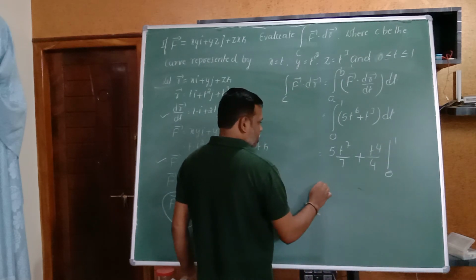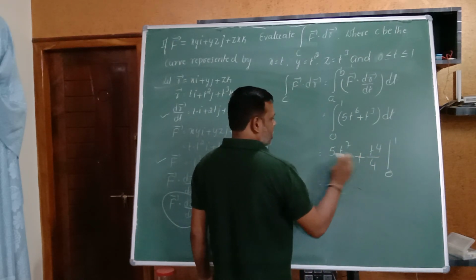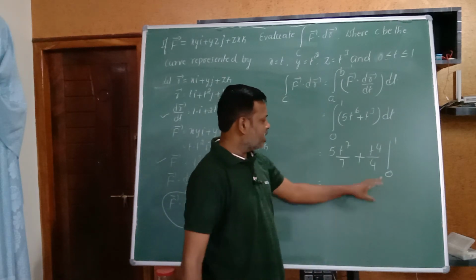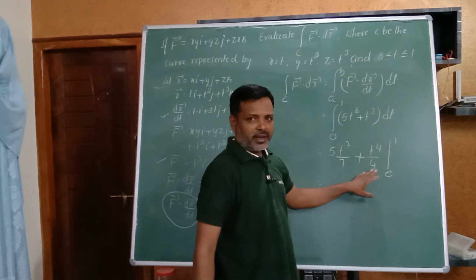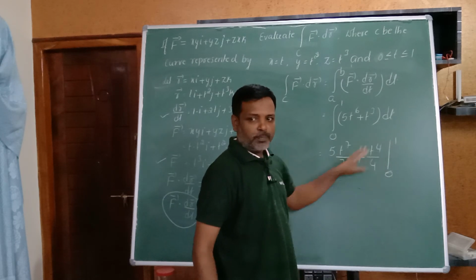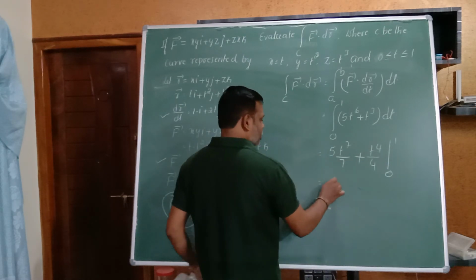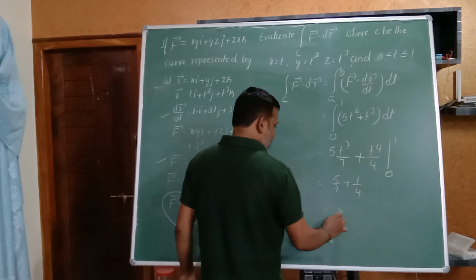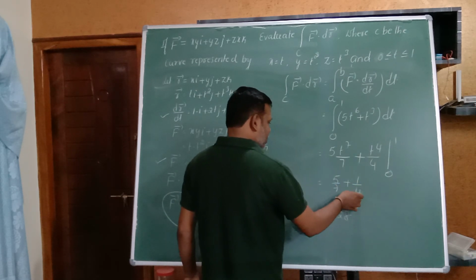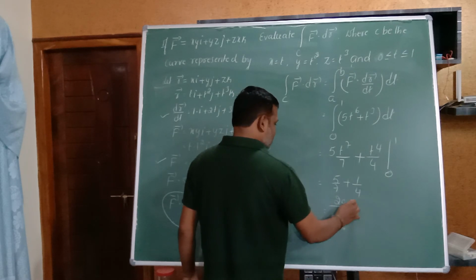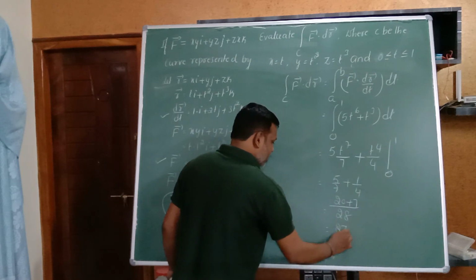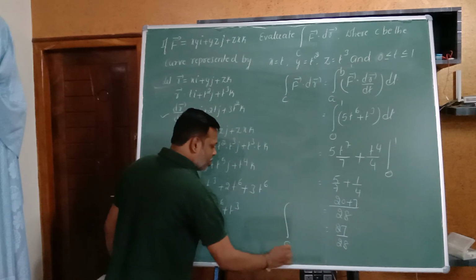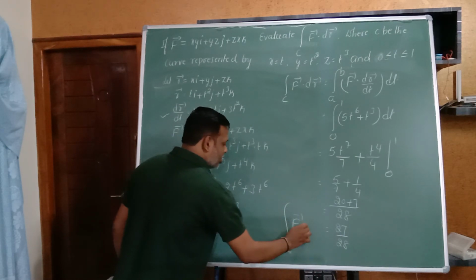Am I right? Now after applying the upper limit and lower limit, whenever the lower limit is 0, don't substitute the value there. It automatically vanishes. Just use the upper limit. When t is equal to 1, this becomes 5 by 7 plus 1 by 4. So 28 is the LCM. Cross multiply 7 and 4: 20 plus 7, that is 27 divided by 28. So this is the line integral over C of f vector dot dr.